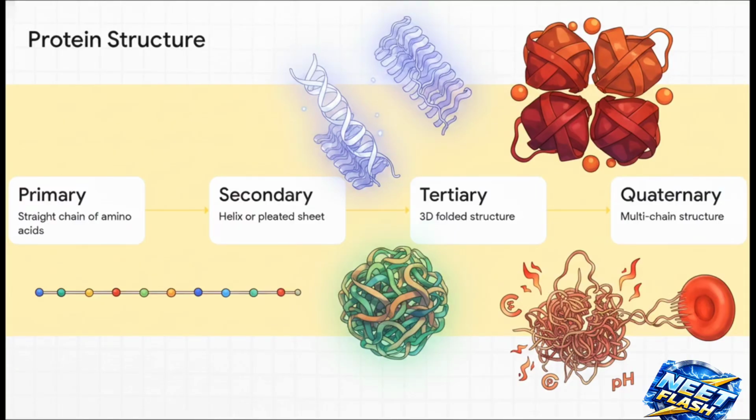And here's the kicker. If a protein loses that specific 3D folded shape because of extreme heat or wild changes in pH, a process we call denaturation, it completely stops working.